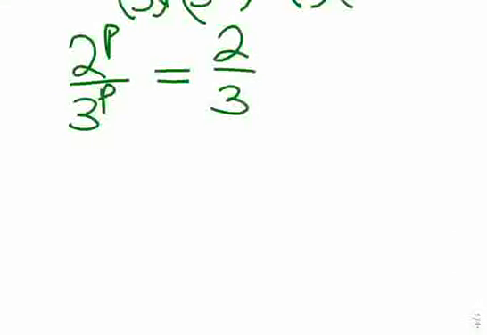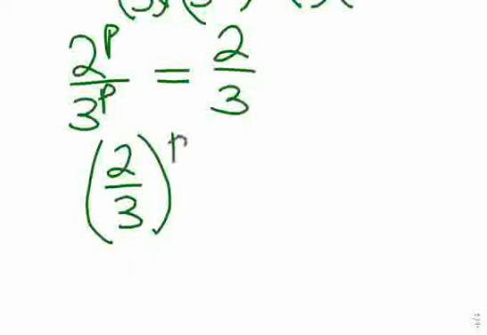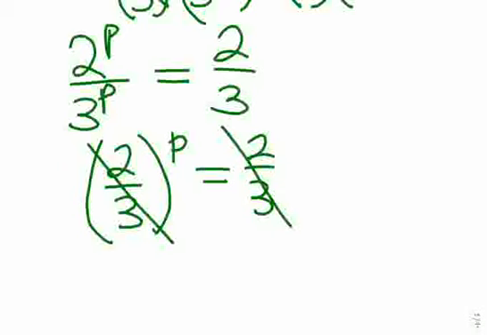You can see this power that is common. When the power is common, we can factorize it out according to one of the rules of indices. So 2 over 3 raised to the power p is equal to 2 over 3 on the other side. So this now cancels this. So the value for p is equal to 1.